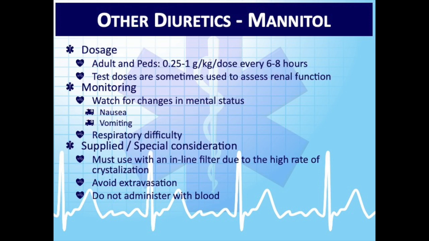Dosage: it usually comes in a bottle. Sometimes you can get it in a bag. The range is anywhere from 20% to 25%. The dose in which you would give either adult or ped is 0.25 to 1 grams per kilogram. And you'd repeat that as needed for excess fluid or intracranial pressure. Monitoring, obviously watch for changes, nausea, vomiting, respiratory difficulties.